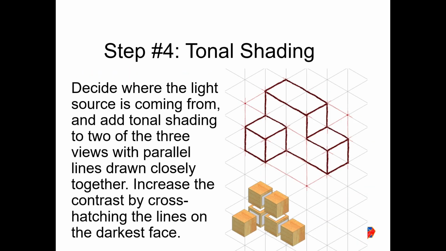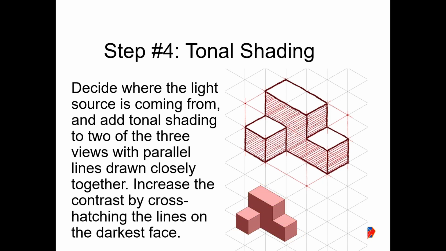Step 4. Tonal shading. Decide where the light source is coming from, and add tonal shading to two of the three views with parallel lines drawn together closely. Increase the contrast by cross-hatching the lines on the darkest face. So in this object shown, you would cross-hatch everything but the top view, and then cross-hatch more the front view. Even more.